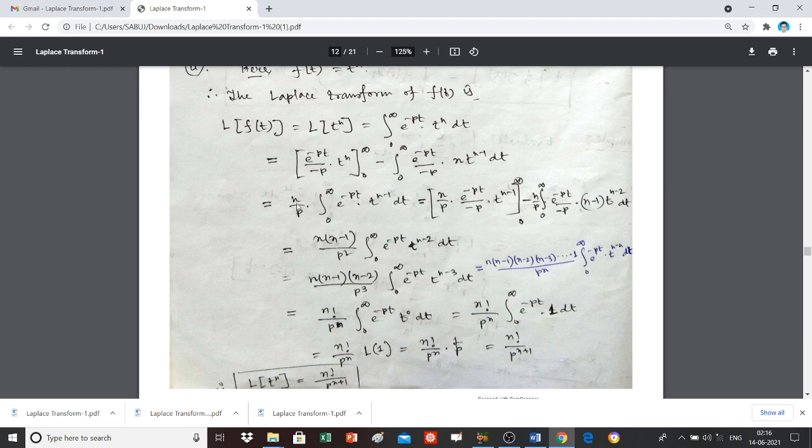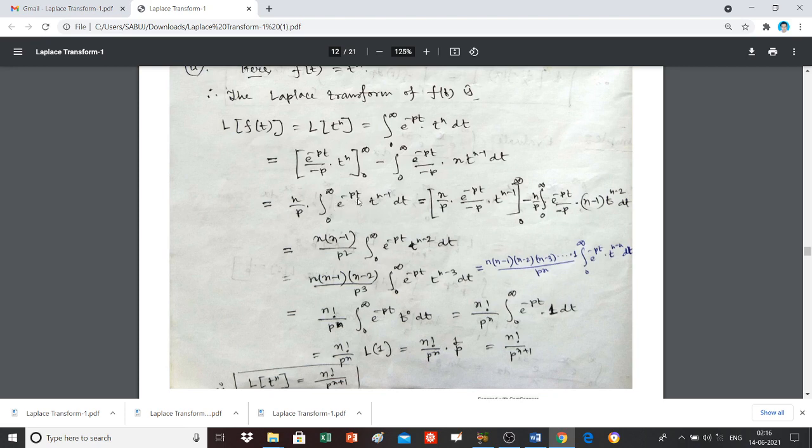See here n into n minus 1. That means n is decreased by 1. That is n minus 1. Here see p, here p square. That means the power of p is increased by 1. After that 0 to infinity e to the power minus pt, t to the power n minus 1.